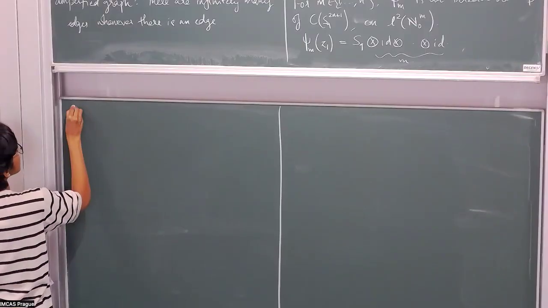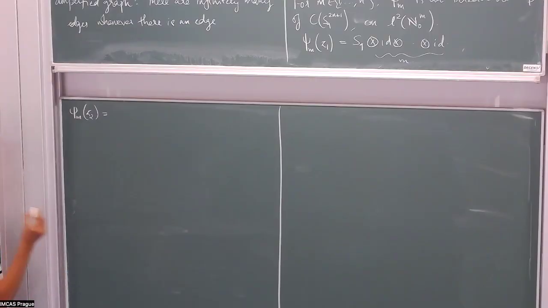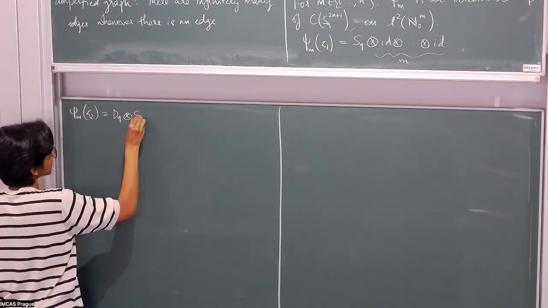Now, if I take Z2, then this is going to be, first I have D_q and then S_q.